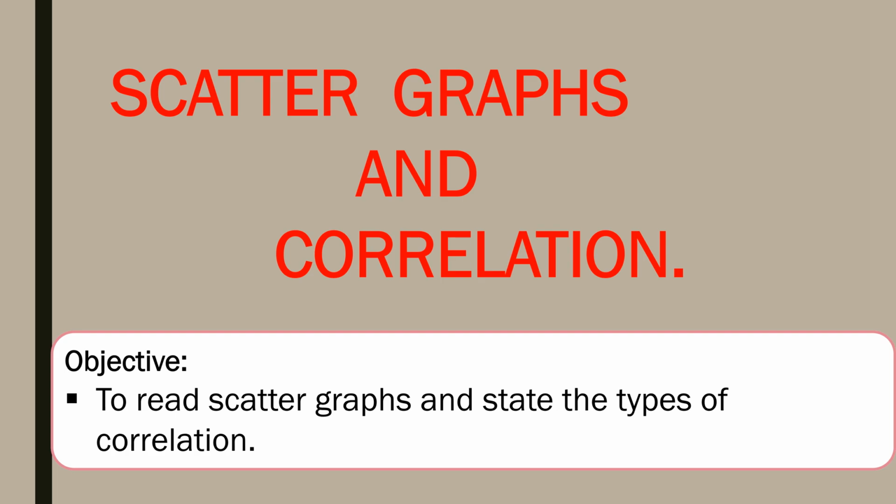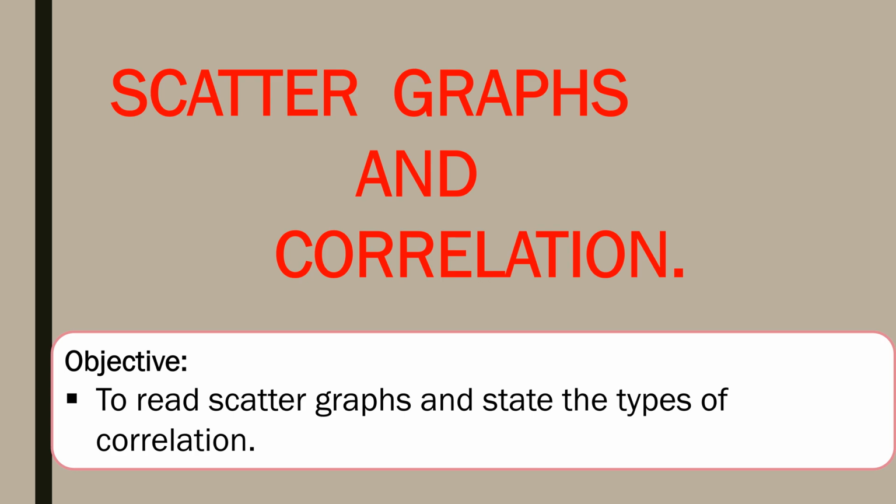Hi students. So today we're going to talk about scatter graphs and correlation. An objective for this lesson is to read scatter graphs and state the types of correlation. Before now we took lessons on linear graphs and quadratic graphs. And I'm sure you're wondering what it is about scatter graphs.